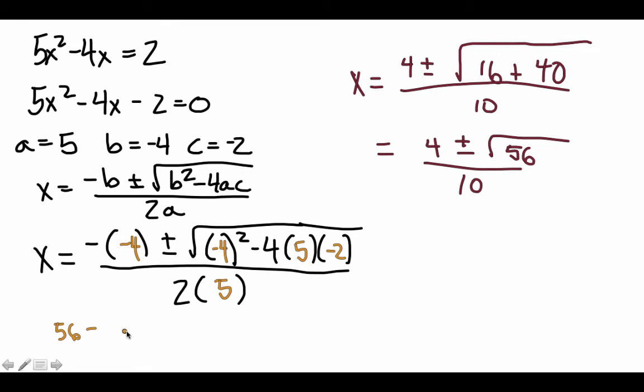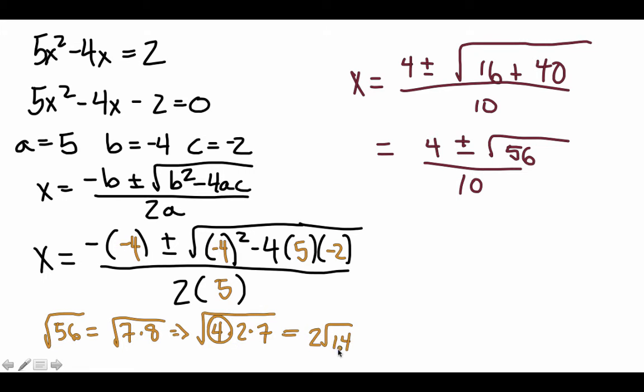56. Well, 56 is 7 times 8, and 8 is 4 times 2, so this becomes 4 times 2 times 7. 4 is a square, but 2 and 7 aren't, so the square root of 56 is the square root of 7 times 8, which is the square root of 4 times 2 times 7, which is 2 root 14. So x is equal to 4 plus or minus 2 root 14 all over 10.